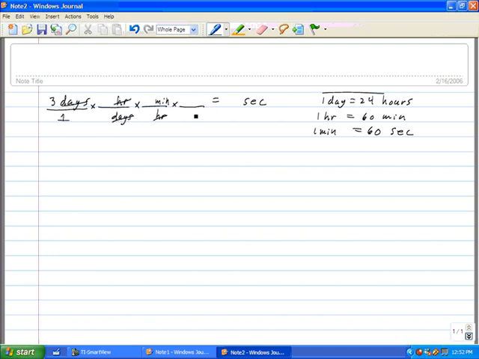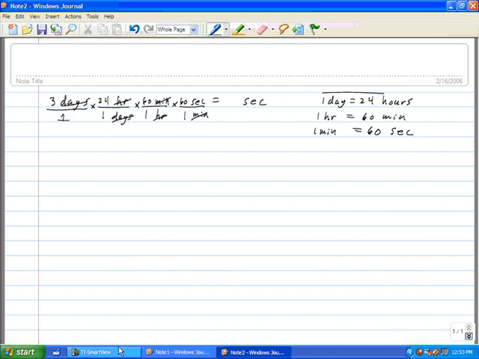Minutes is on top. It needs to cancel, so I need to put it on the bottom. From minutes, I want to go to seconds, so I'll put that on top. Minutes will cancel minutes. Now I will be in seconds, so we can go back and put in the numbers. 24 hours was 1 day. That was 60 minutes to 1 hour, and 60 seconds to 1 minute. So again, all multiplication because it's all on top.